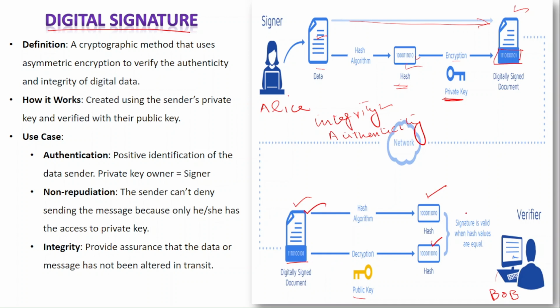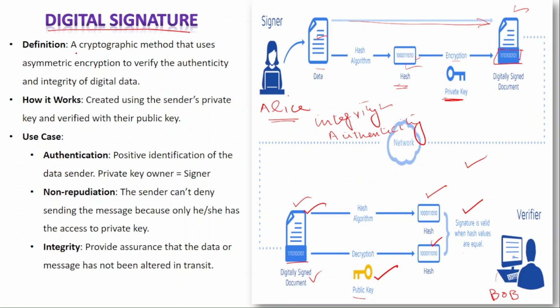If both are the same, it means the message is not altered and the message integrity is in check, or the message is validated. And the other validation that Bob gets is that the message actually came from Alice. How does he know that? Because only Alice's public key can decrypt this encrypted hash value. Remember, only Alice can have her private key, and only her public key can decrypt the message that was encrypted using her private key. So I'm sure this makes sense, and this is how the digital signature works.